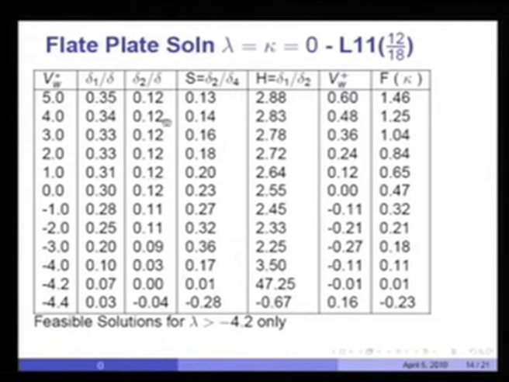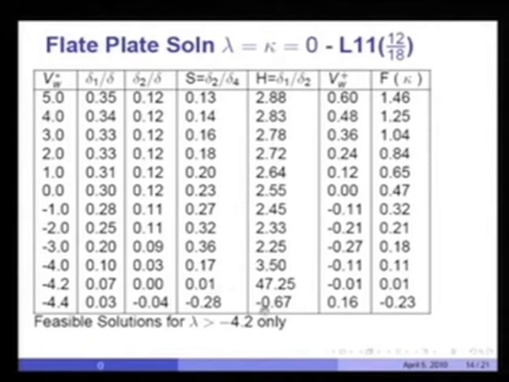This also increases, it is not seen here because I have plotted results only up to the second decimal place, and on this side it reduces. But notice that at minus 4.4, delta 2 has already turned negative, and that is not permitted. So, I cannot go to lambda less than minus 4.2. So, feasible solutions are possible only for lambda greater than minus 4.2, as you can see here. The shear stress also has almost vanished here, which means this is where separation is about to take place.